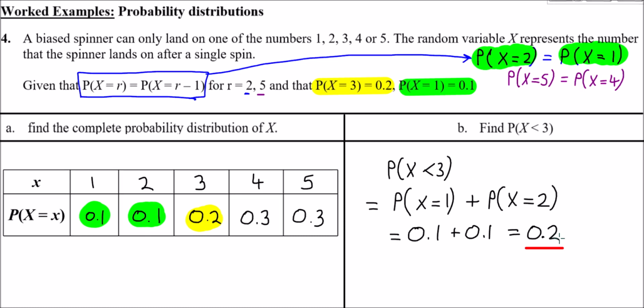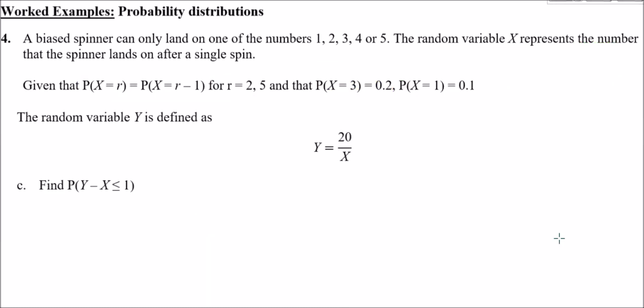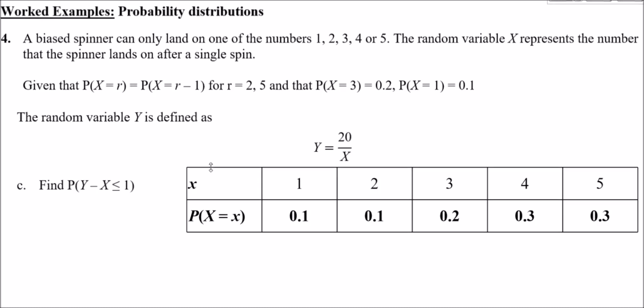Let's now move on and have a look at the other parts to question 4. So next, we need to find the probability that y minus x is equal to or less than 1. So here's what we have. This is what we had before, and we've been told now that we've got a variable y, which is 20 over x, and so this is what it means when it mentions y. Now, weirdly enough, we can solve this algebraically, and I'm going to show you why this works. Even though it's a probability question, this essentially becomes almost like a quadratic.